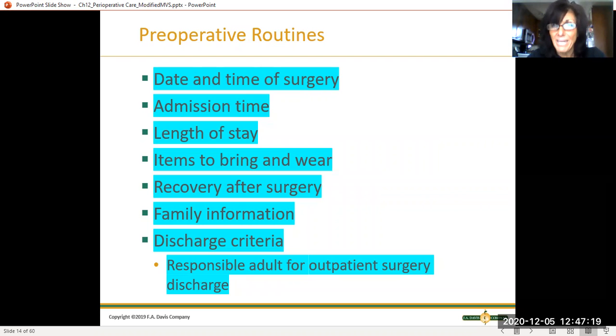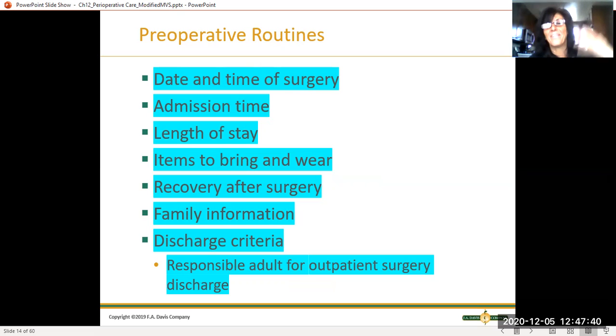Okay. Preoperative routines: what is the date and time of surgery? Are you getting admitted? What time are you getting admitted? Are you going to be staying if you're admitted? How long are you going to be staying? What should you wear? What should you bring? Don't bring money. Don't bring your wallet. Don't bring your credit cards. Don't bring jewelry, right? All those things are no-nos because in hospitals, sometimes things get lost.